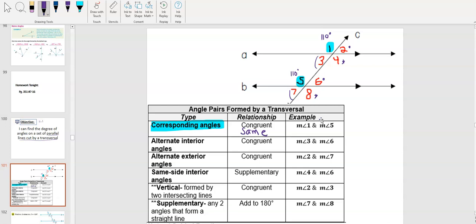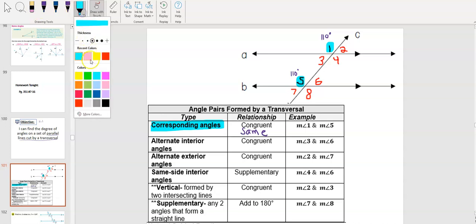Something else you can think of since we're coming off of transformations is that if I slid angle 5 and did a translation around this figure, the only other shape that it would line up with in a slide would be angle 1. I'm not changing orientation. I'm not changing the way it's facing, what direction it's facing. I'm just looking at its measurement, and they are identical.